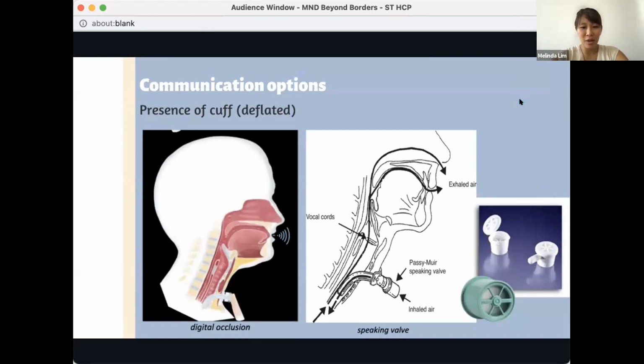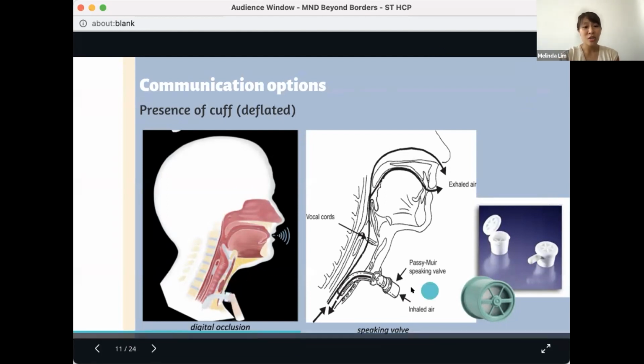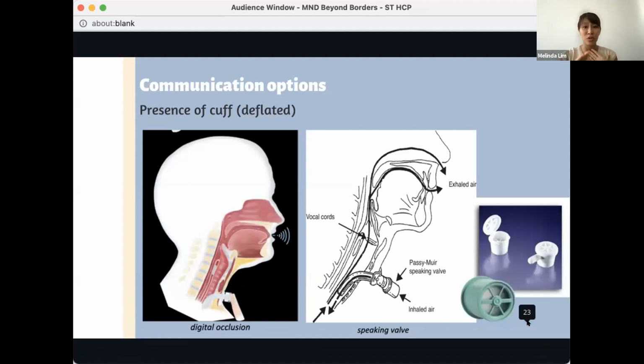Okay, so delving a little bit more into some of the communication options available to our patients. Now think back to when you're on a tracheostomy and you can deflate the cuff. As mentioned, you can have airflow up towards the mouth, but some of the air also comes out through the tracheostomy tube. So these are two ways in which you can stop the air from coming out of the tracheostomy tube and direct it all up towards your throat and your mouth.